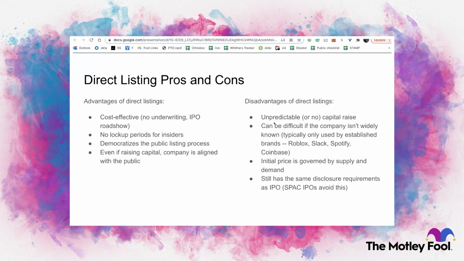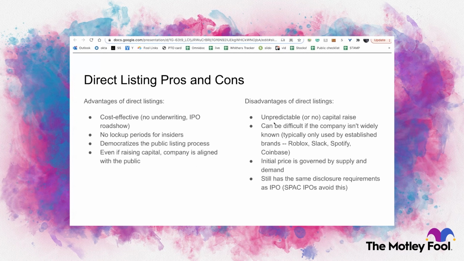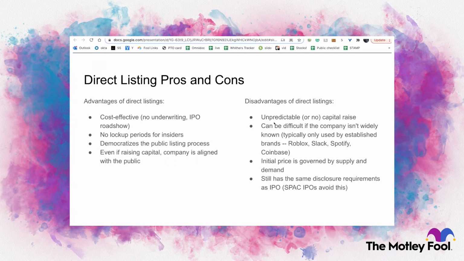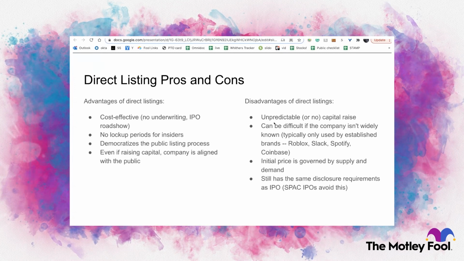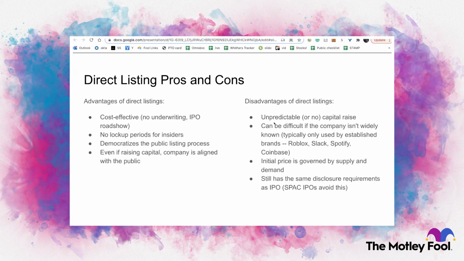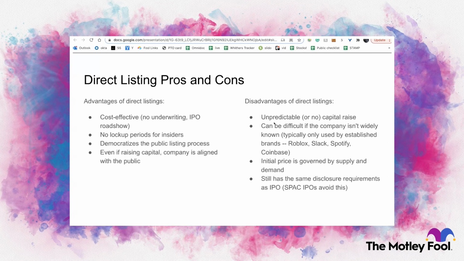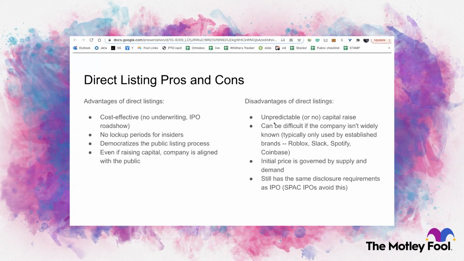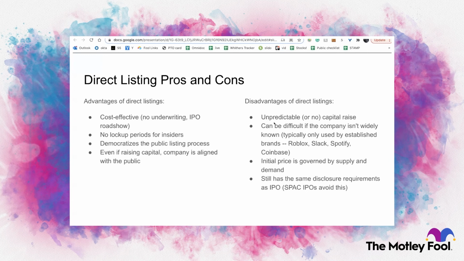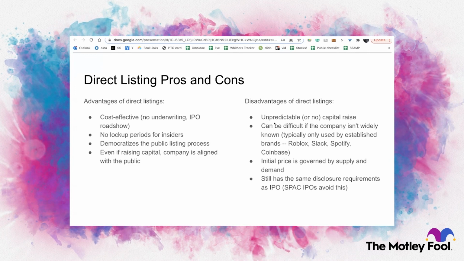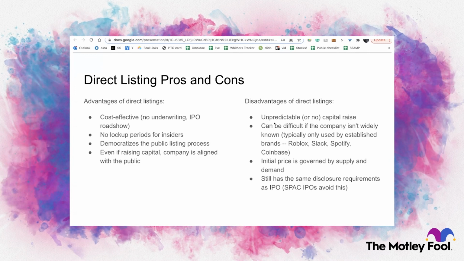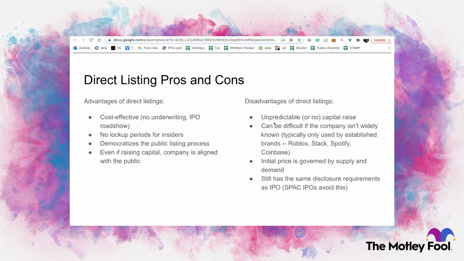Disadvantages, just real quick, and then I'll shut up and let Brian talk. They're unpredictable. Like I said, it democratizes the capital raising process, but it's also unpredictable for the company. If a company needs to raise $100 million, they don't know how many shares to sell because the price is determined by supply and demand. It can be difficult to get a lot of interest for a direct listing because, like I said, there's no roadshow, there's no build up toward it.